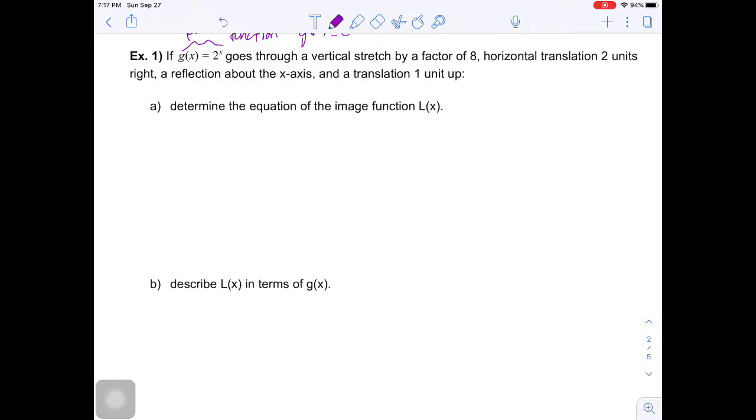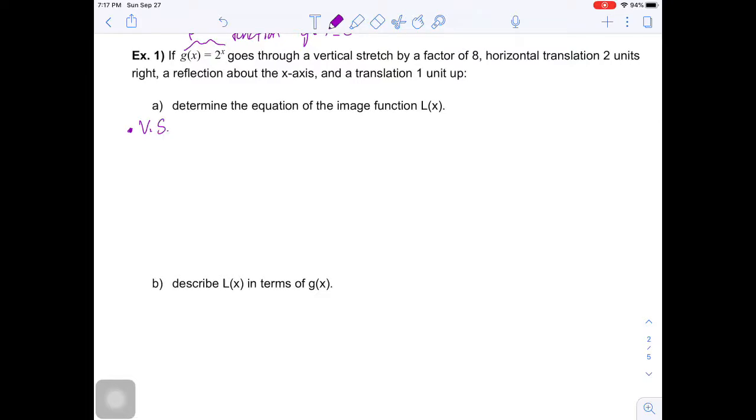Okay, well, first off, always list all of your transformations. So our transformations is a vertical stretch by a factor of 8. So I'm just going to put vertical stretch factor of 8. Okay, so we multiply all our y values by 8. A horizontal translation 2 units right. Okay, so this is a horizontal translation 2 units right.